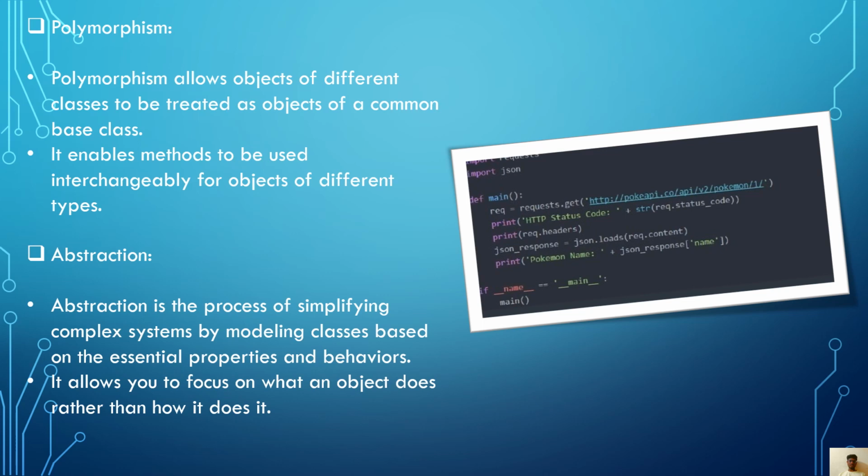Abstraction. Abstraction is a process of simplifying complex systems by modeling classes based on the essential properties and behaviors. It allows you to focus on what an object does rather than how it does it.